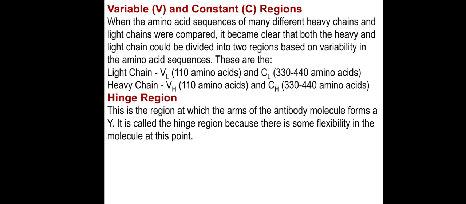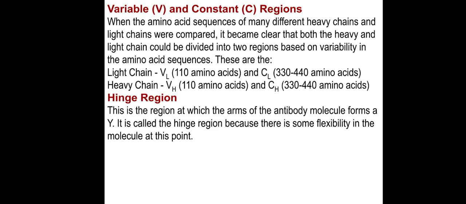That is, the light chain, represented as VL. VL means variable region in the light chain, which is composed of 110 amino acids, and the constant light chain, which is composed of 330 to 440 amino acids.